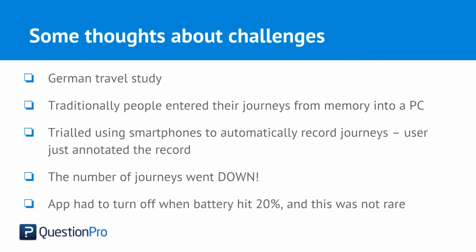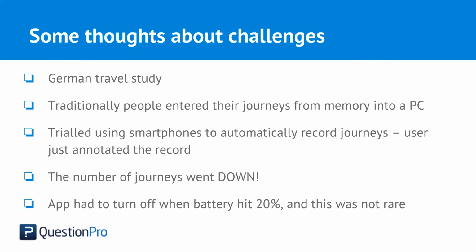And traditionally, people enter their journeys from memory into the PC. And they thought, wait a minute, we can use the smartphone, because the smartphone will tell us every time somebody makes a journey. So nobody's ever going to forget. And then we can just ask them, okay, what sort of journey it was. And we can tell if they've gone 60 miles an hour, it wasn't a bicycle ride. But we can do a few other bits and pieces, ask them some questions, and this is going to be great.